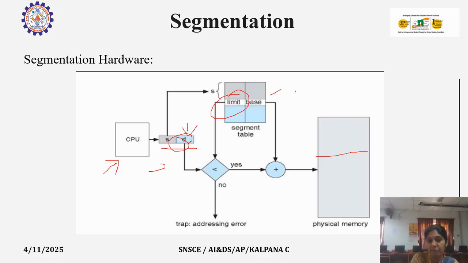For example, if d is 1500 and the limit is 1000, both are compared. Here 1500 is not less than 1000, so the condition is not satisfied, and a trap is generated, which is an addressing error. If the condition is satisfied, the base address is added to the offset and mapped to physical memory. So this is all about segmentation. We'll see the next part in the next video.